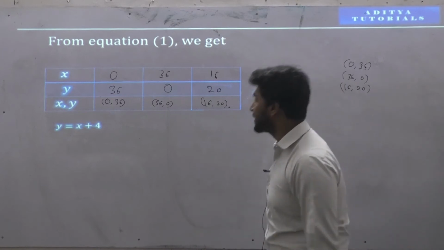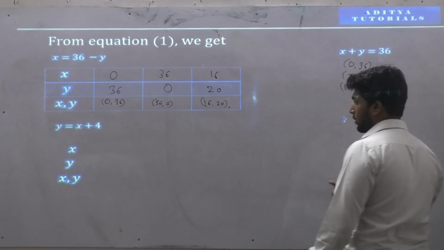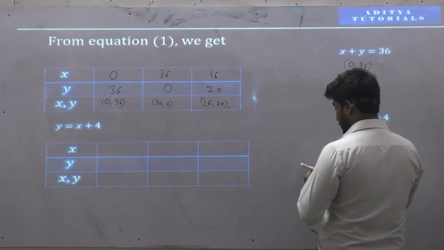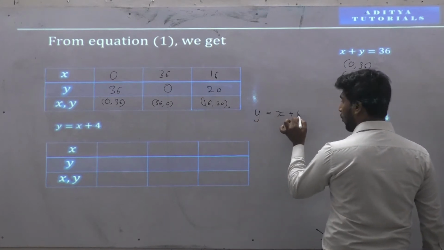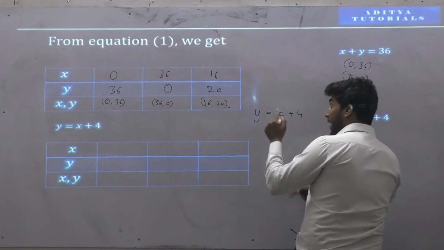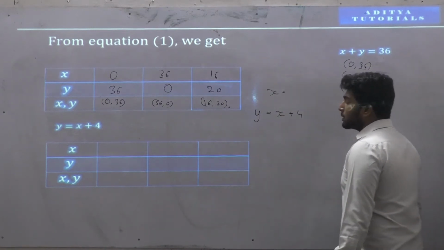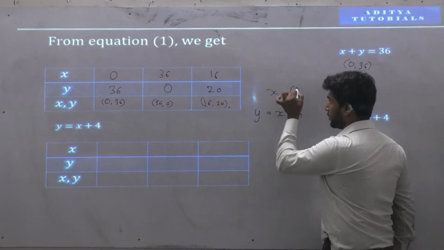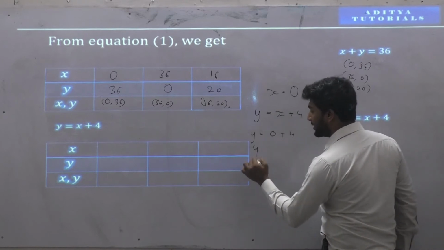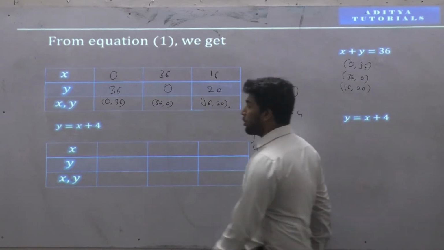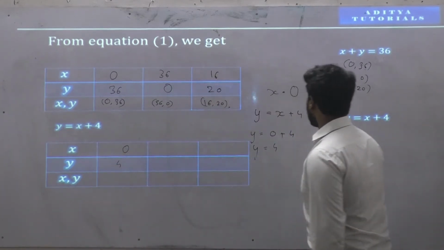Let's go with the beats, it's x, y. Now, let's solve. y is equals to x plus 4, where we need to assume the value of x to get the value of y. Let's first assume x as 0. y is equals to 0 plus 4, that is y is equals to 4. When we assume the value of x as 0, we got the value of y as 4.